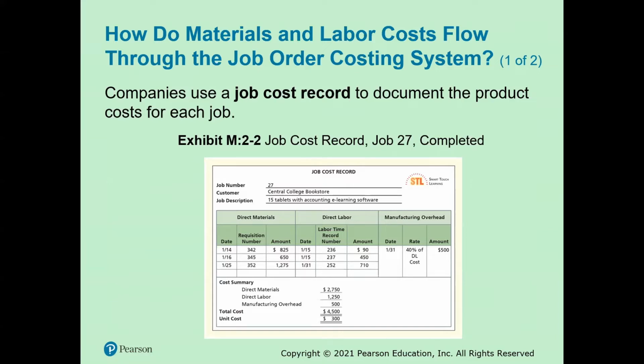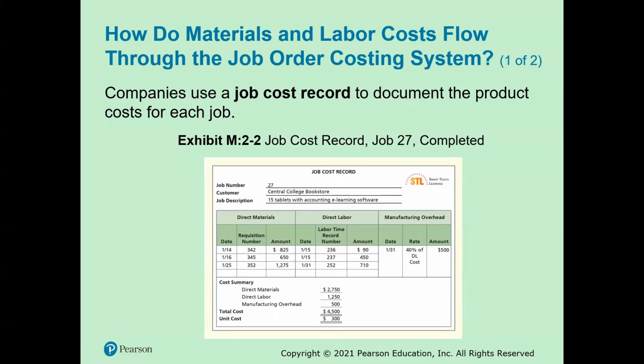Smart Touch Learning uses the job cost record to document the product cost for each job. You have the direct materials, direct labor, and manufacturing overhead. As you see here in this exhibit, it provides an example of a completed job order for job number 27.